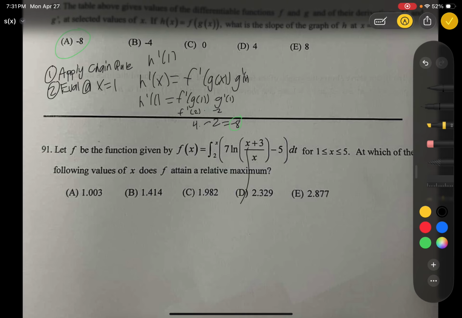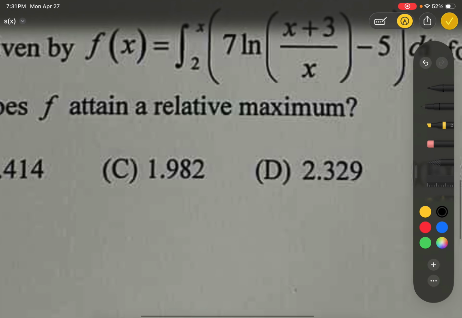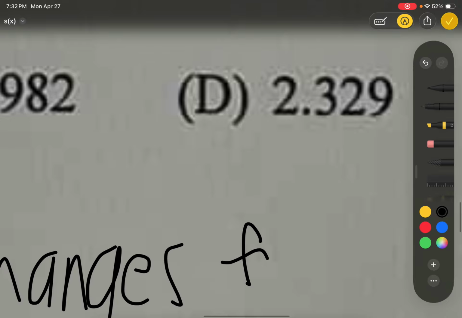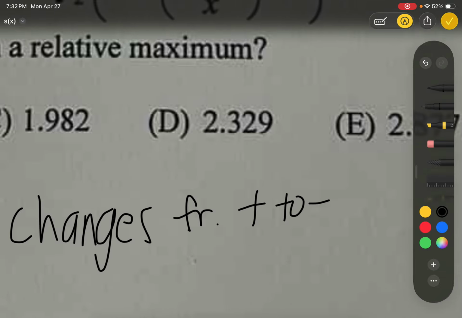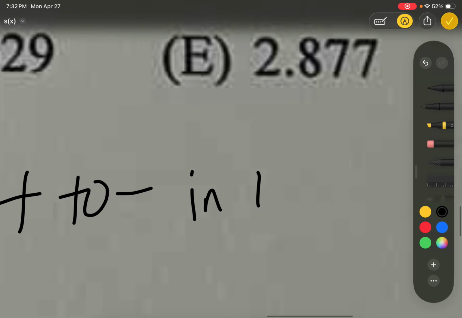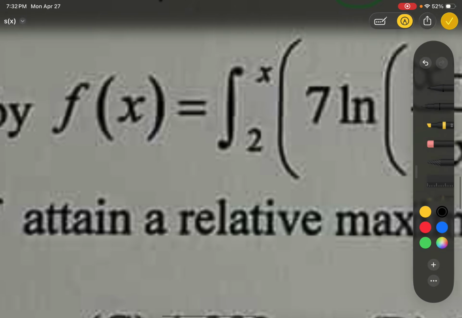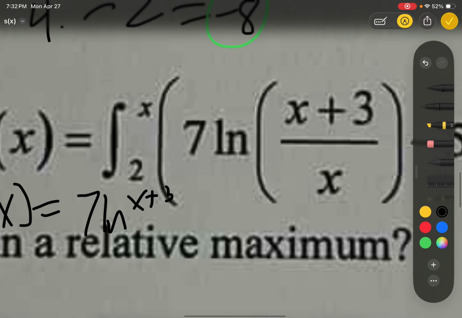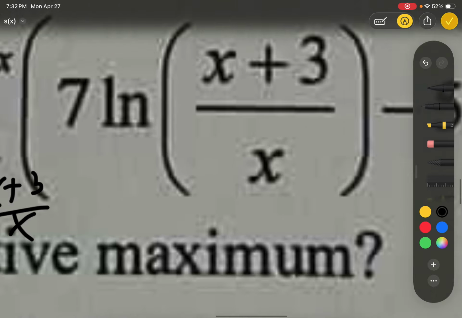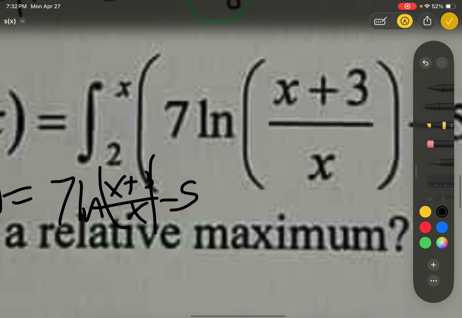Let f be the function f of x is this, this, this, and this. At which of the following values does f attain a relative maximum? So f prime changes from positive to negative, and we're going to graph f prime of x in terms of interval. f prime of x is equal to 7 ln of x plus 3 over x minus 5, because using the fundamental theorem of calculus, that is the derivative.